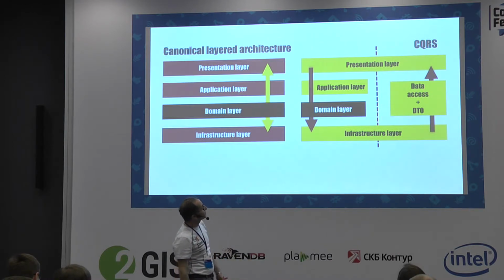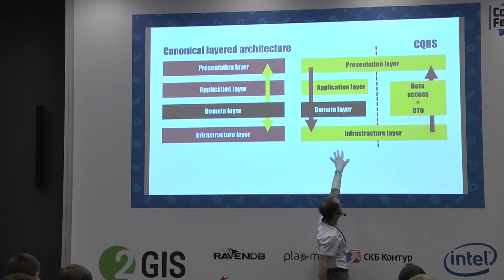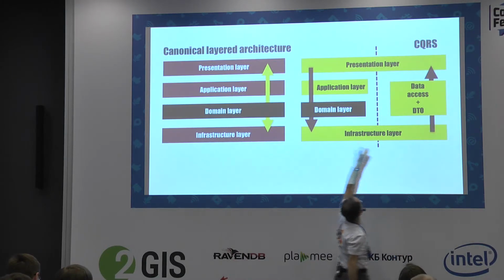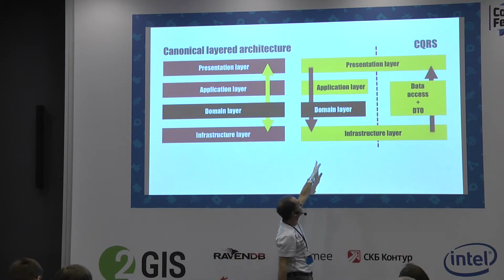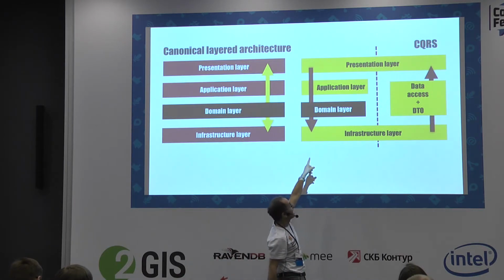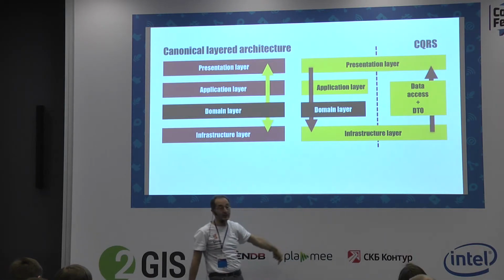We have then separated an area for commands, an area for queries, and the command part of the system here has an application layer, has a domain layer, and goes to the infrastructure. But the arrow just goes down.